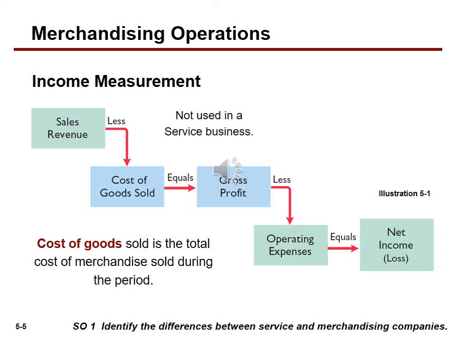So the new concept we have here is the step in the middle, which is the cost of goods sold, and the cost of goods sold is defined as the cost of the merchandise that was sold during that specific financial period. So we exclude this specific type of expense from the other operating expenses, and we report it individually and deduct it from the sales revenue so we can come to the amount of gross profit.